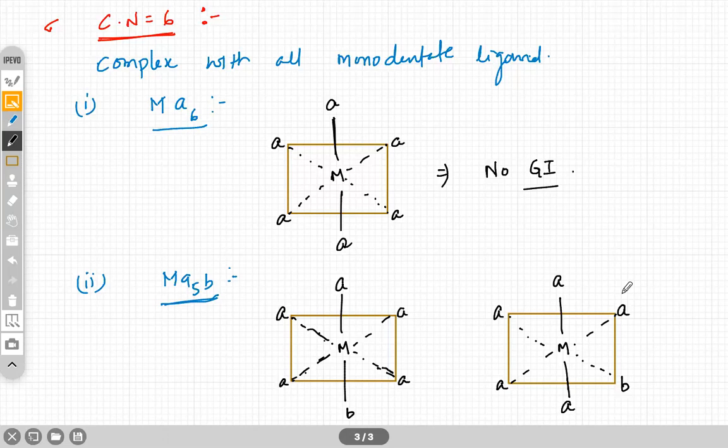All the bond lengths and bond angles are the same. Why is it the same? Yes, all the six positions are equivalent here. That's why, whatever structure you write, first or second, both are the same structure. Because the relative position is the same. Here, at a certain distance we have A, all these A present. Here also we have the same kind of thing, right? Hence, both molecules are identical, and we do not have geometrical isomerism possible in this kind of complex.